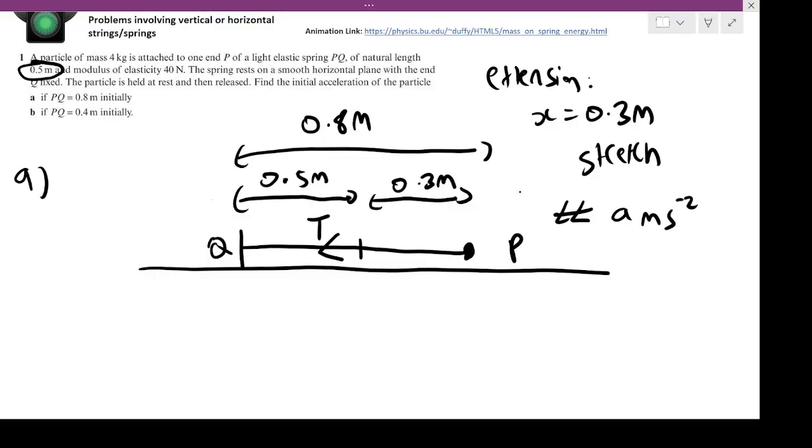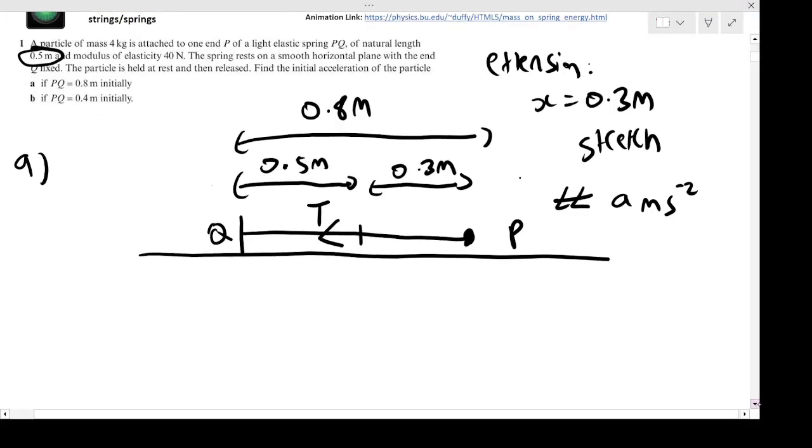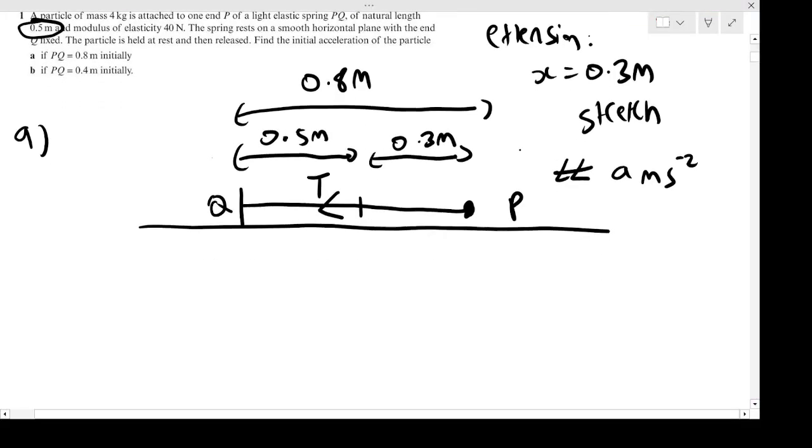Now we need to find the acceleration. If I resolve forwards and backwards, to the right and left, my tension force is here and there are no other horizontal forces. So T, which is in the direction of acceleration, has to equal ma, where the mass is 4, so 4 lots of A. Hopefully happy with that.